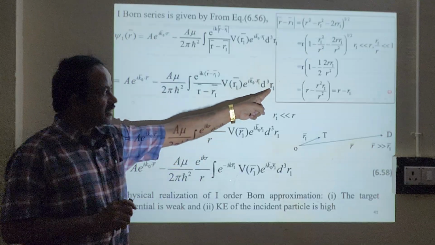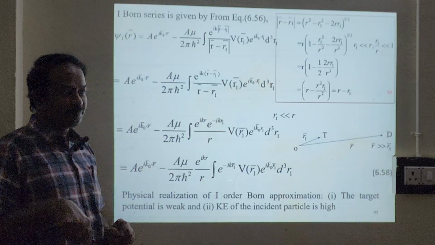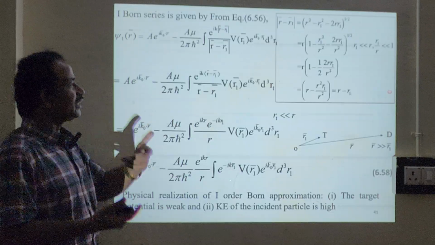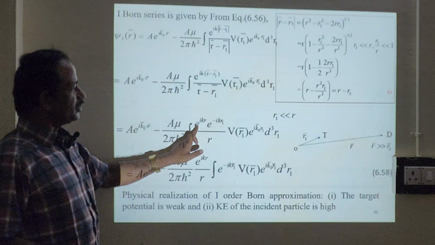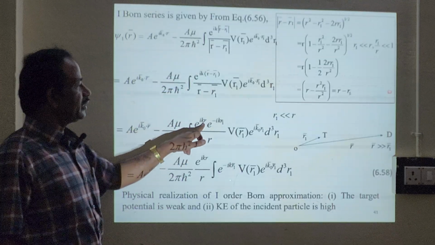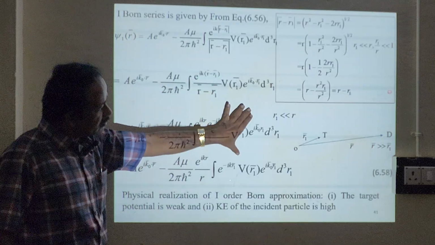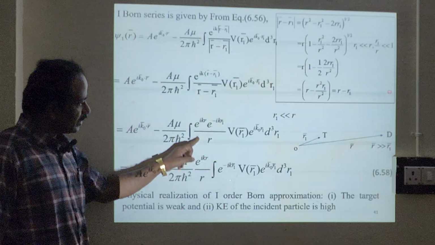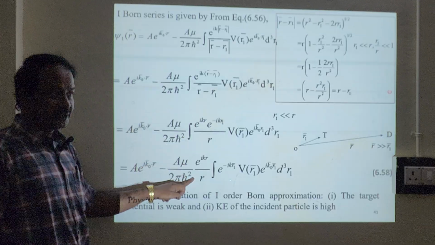Because we are going to integrate with respect to r1, e power i k r is constant, so we can pull it out. That's the idea. Multiplying these two will give you e power i k r, e power minus i k r. Other terms only return the same thing. No problem. Now I have pulled e power i k r by r out because it's a constant.